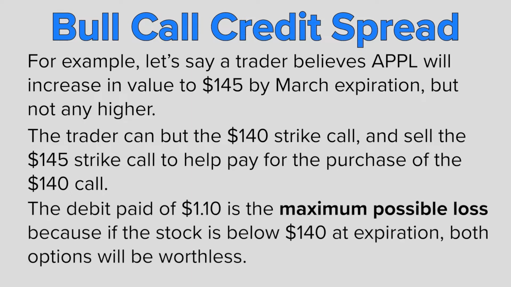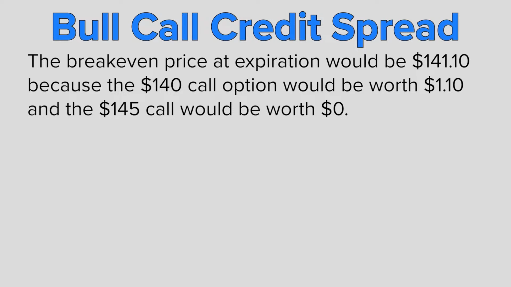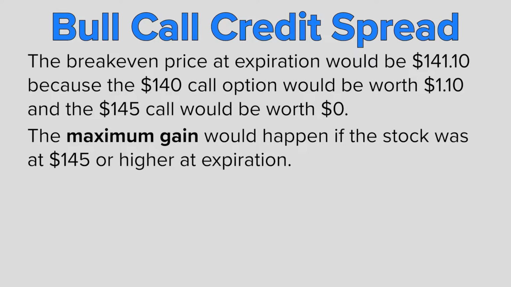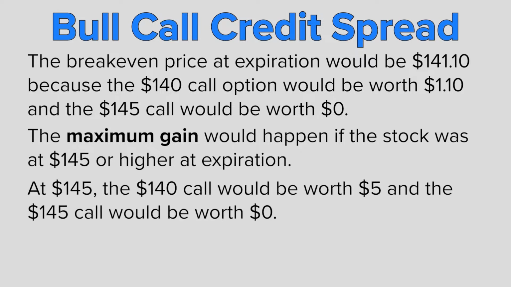The debit paid of $1.10 is the maximum possible loss because if the stock is below 140 at expiration, both options will be worthless. The break-even price at expiration would be $141.10 because the 140 call option would be worth $1.10 and the 145 call would be worth $0. The maximum gain would happen if the stock was 145 or higher at expiration. At 145, the 140 call would be worth $5 and the 145 call would be worth $0.